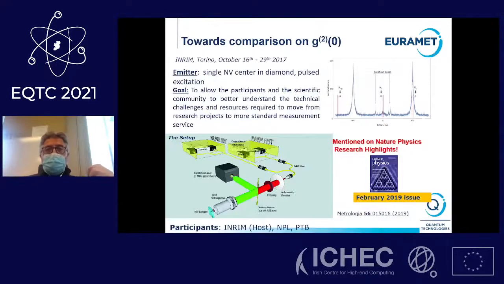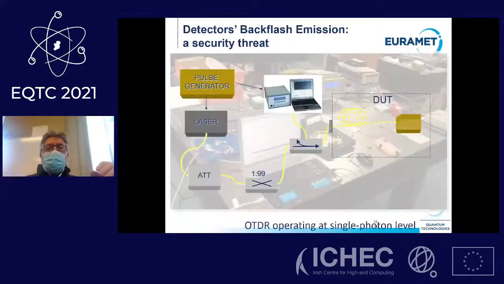Together with this, there was also a first comparison on the measurement of G2 from single photon emitters, and this attracted the attention of Nature Physics too, which wrote an article on it, showing that it was the first time there was a comparison on a quantity that was really of quantum mechanical interest. So a quantity that is purely related to the quantumness of the physical system investigated.